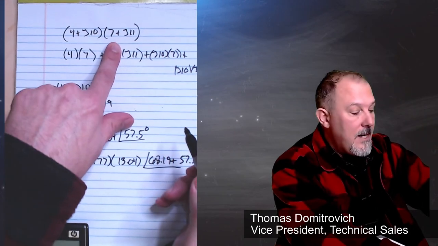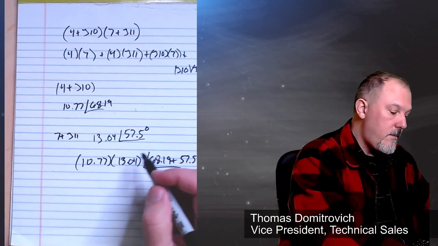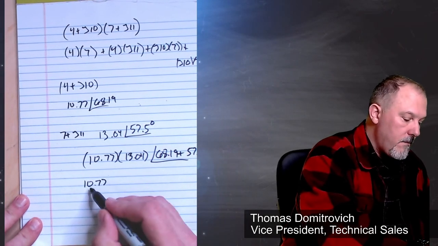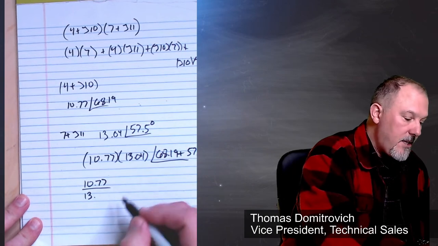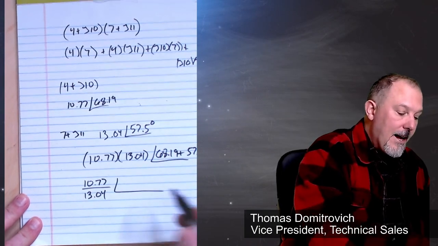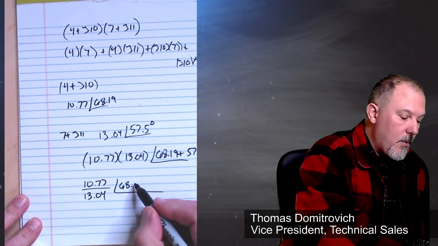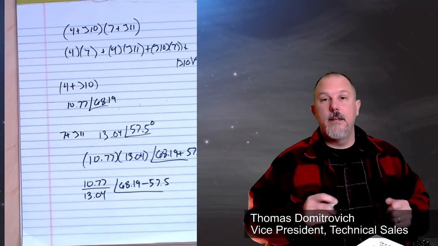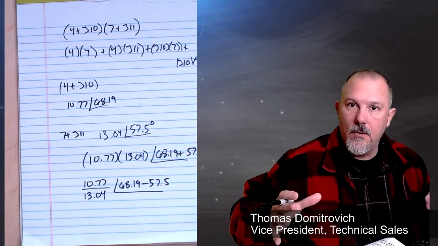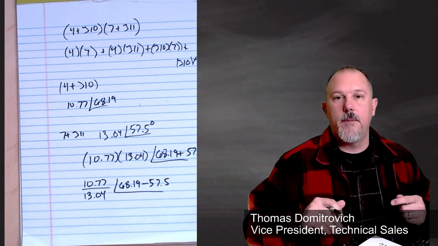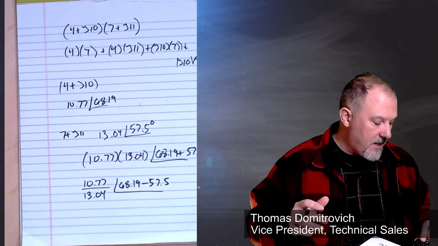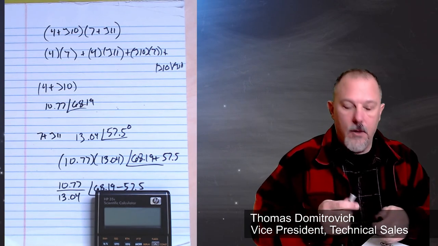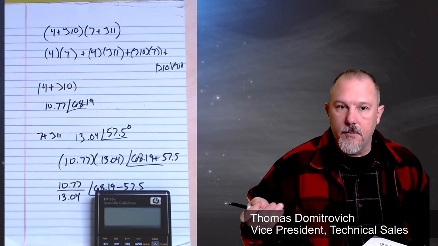If I want to divide these two numbers, if I want to take 4 plus J10 and divide it by 7 plus J11, I would do 10.77 divided by 13.04 at an angle of 68.19 minus 57.5. And that would give me my new triangle. And then I could convert that back into rectangular format, and I've effectively worked with complex numbers. And that's basically the theory or the mathematical process of complex variables.